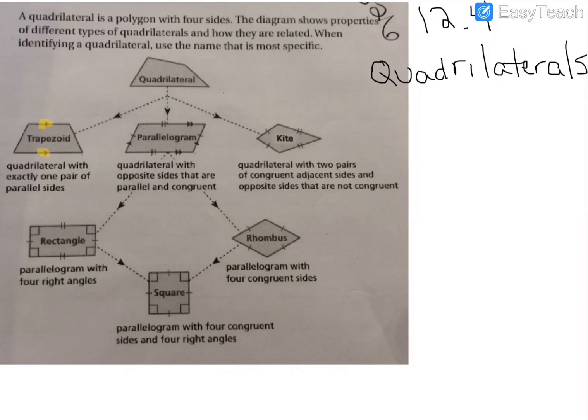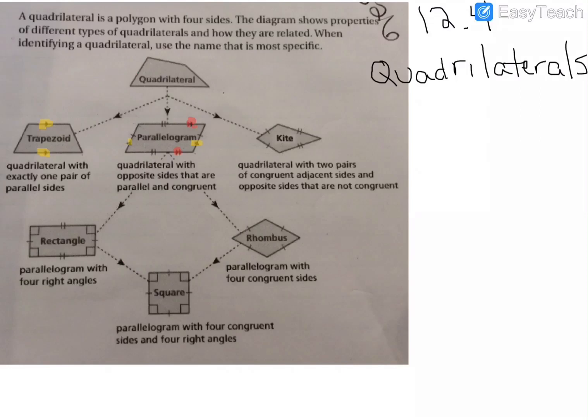A parallelogram is a quadrilateral with opposite sides that are parallel and congruent. So you can see that has one arrow and that has one arrow. Those two sides are parallel to each other and they are opposite each other. So the other two sides have two arrows showing that the top and the bottom are the parallel lines. They're parallel to each other. So they're opposite and they're parallel.